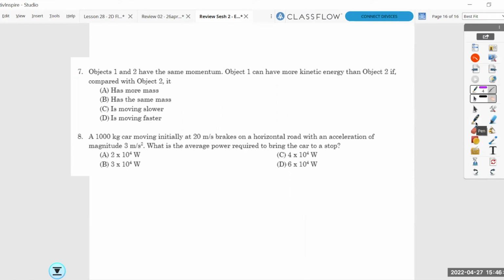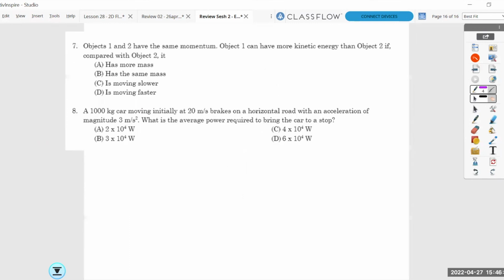Now, there's a couple ways to do this. The first way to do this is the most straightforward. And so we're going to do the straightforward one first. The straightforward one is to remind ourselves that power is change in energy over change in time, right? In this case, for the energy, the car starts off with a lot of kinetic energy, right? And it ends with how much energy? 0. It ends with nothing, right? So how much energy does it lose? It loses all of it.